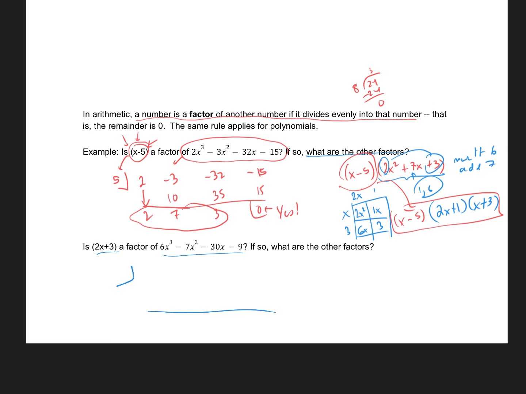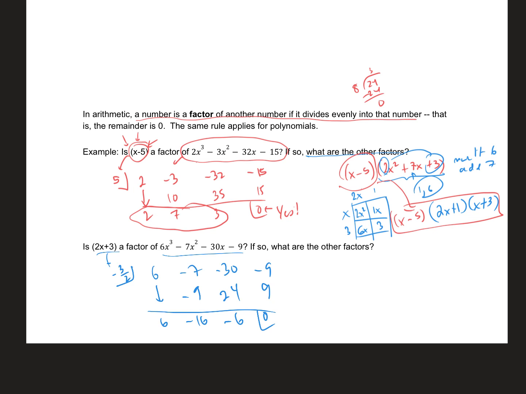So box, 6, negative 7, negative 30, negative 9. What goes in the box is what makes 2x plus 3 equal 0, which would be negative 3 halves. Bring down my 6. Negative 3 halves times 6. Let's see, that'd be negative 18 over 2, which is negative 9. And adding those two gives me negative 16. When I multiply those together, I'm going to get negative 40. Let's see, negative times negative is a positive, so 48 over 2, which is 24. Negative 30 plus 24 is negative 6. And then negative 3 halves times negative 6 would be positive 18 over 2, which is 9. And adding those together gives me 0.